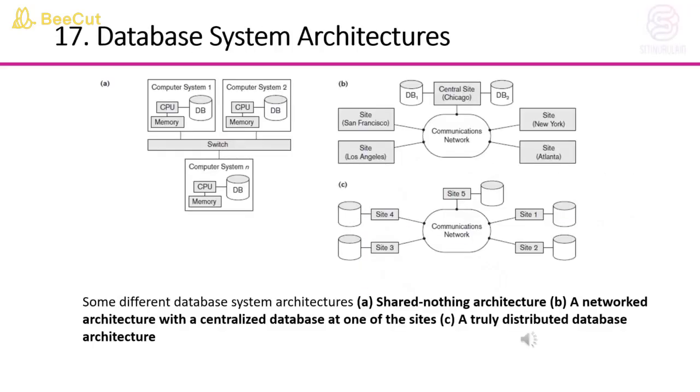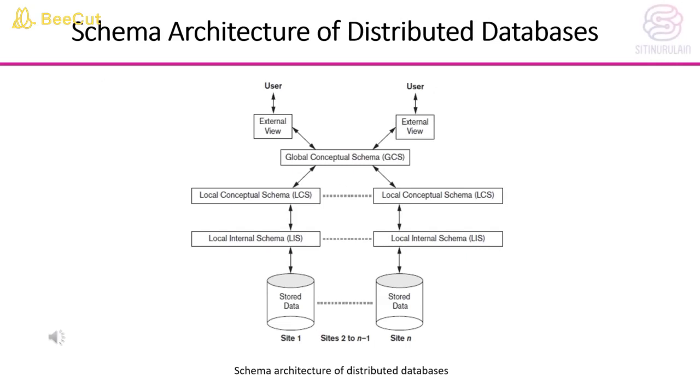It shows some different database system architectures. A. Shared nothing architecture. B. A networked architecture with a centralized database at one of the sites. C. A truly distributed database architecture. The diagram in the slide is the schema architecture of distributed databases. This architecture generally has 4 levels of schemas.